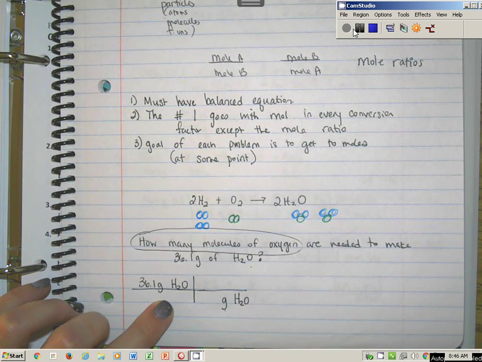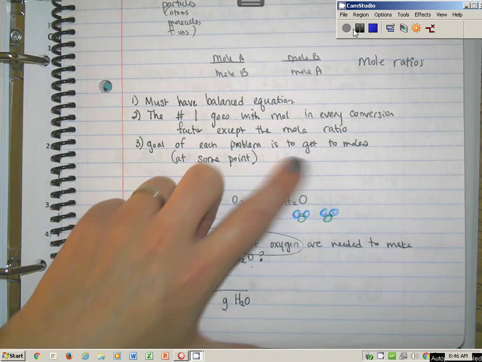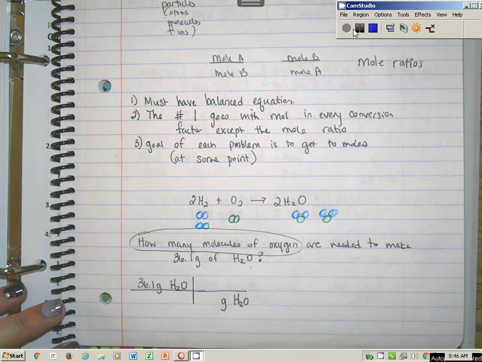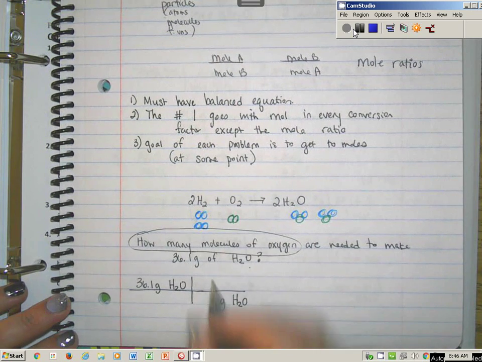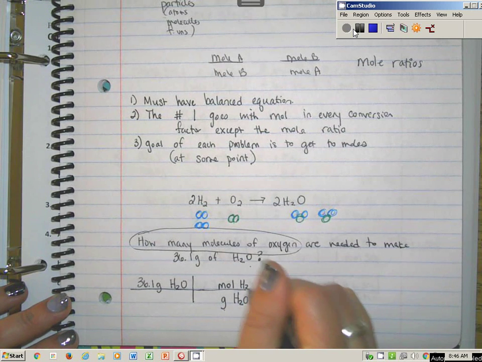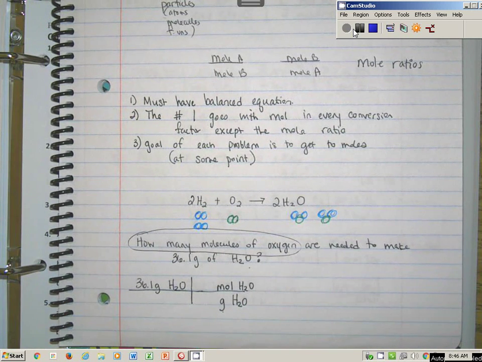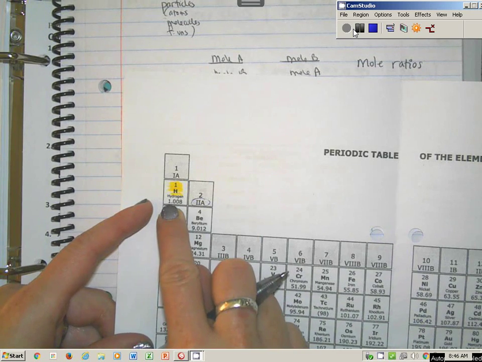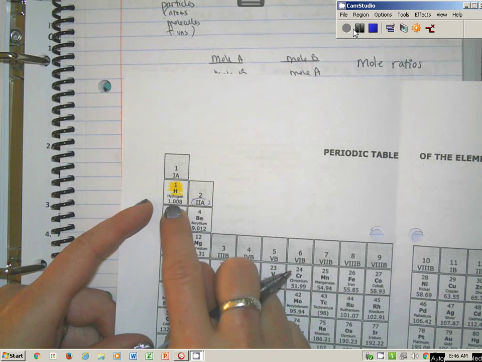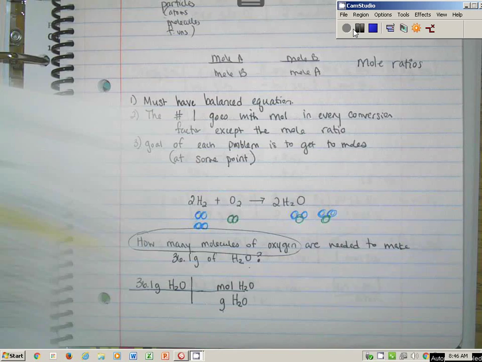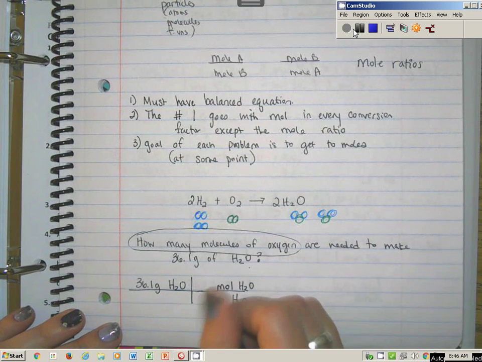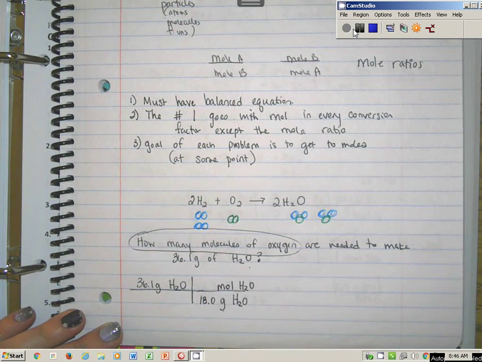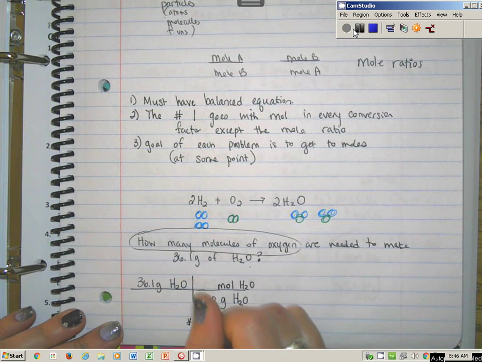Now, our goal was to get to what? The goal of each problem is to get to moles. So I can go from grams to moles. This is an old problem. How I go from grams to moles was with the molar mass. So remember, I get out my periodic table and I look up the masses and I see that the mass of oxygen is 16 and the mass of hydrogen is 1. Well, there's 2 hydrogens, right? So that's 2 times 1 is 2. Oxygen 16, so 2 plus 16 is 18. Remember, for me, I've asked you to round where?